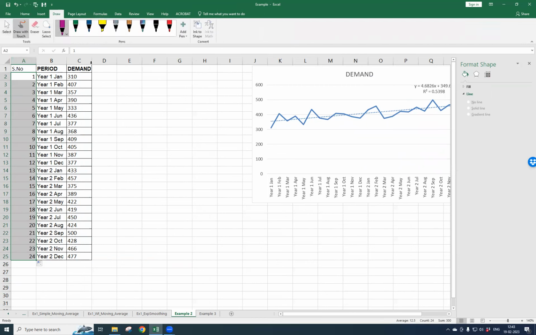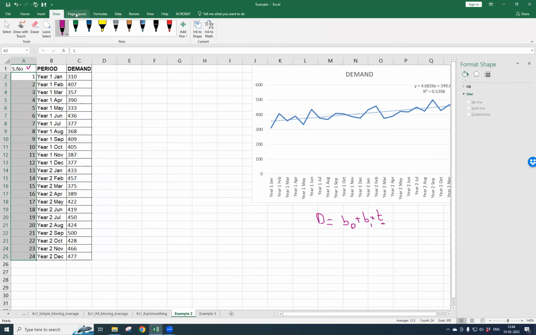What will happen over here? What would be the equation? Demand is my dependent variable. So on the right hand side, I will have b naught, which is my intercept, plus b1, which is my slope, multiplied by, as we would have seen in our diagram as well, the trend. And this trend that I'm talking about is going to be represented by this serial number, right? Let's see how it looks.